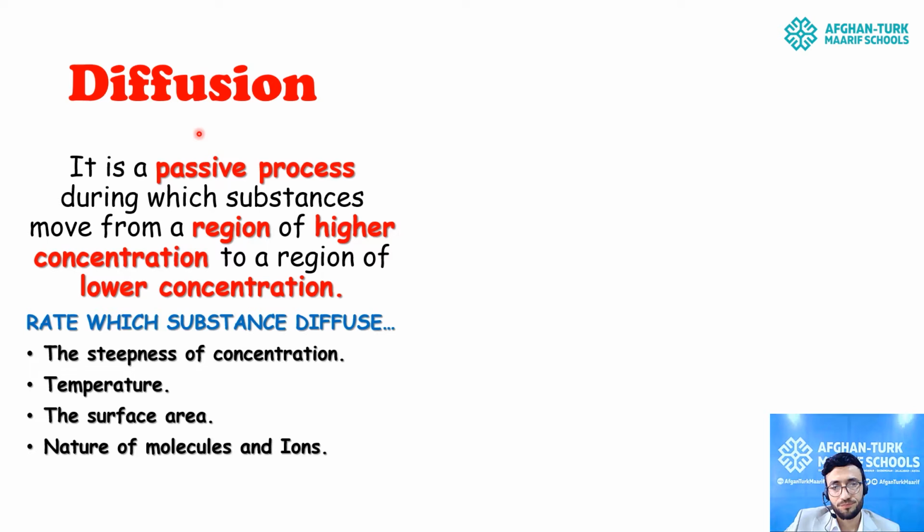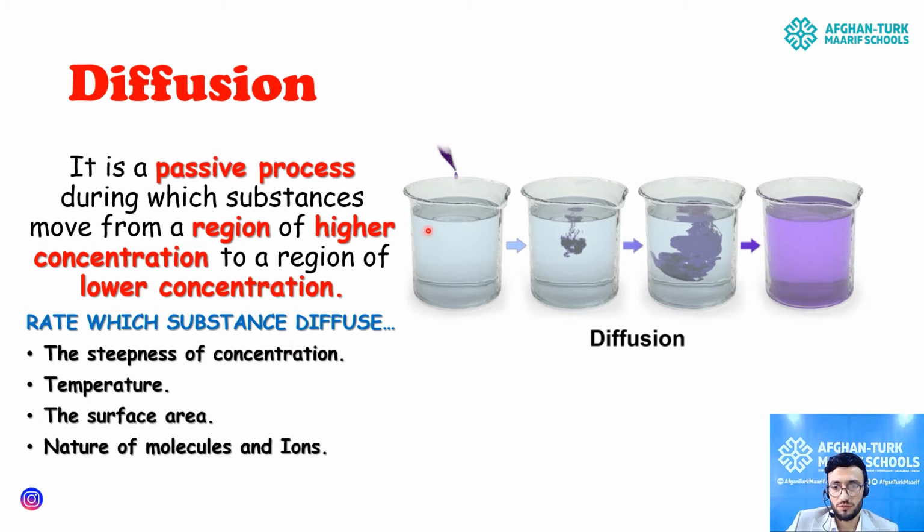So diffusion is affected by different factors. One of the first factors that affects the rate of diffusion is the steepness of the concentration. For example, in this picture, you can see that a droplet of ink is put into a flask of water, then it diffuses through the areas of this flask, and finally you can see that the molecules of the ink are spread out through all of this glass.